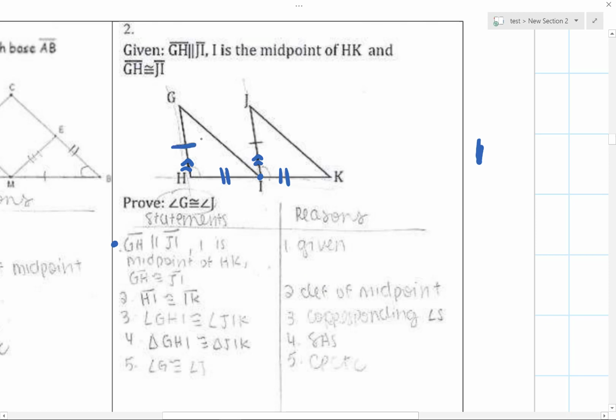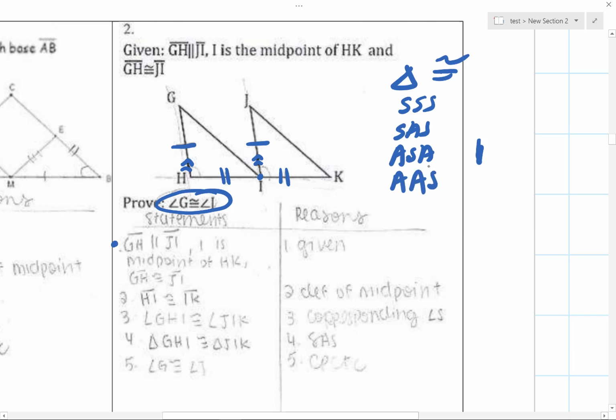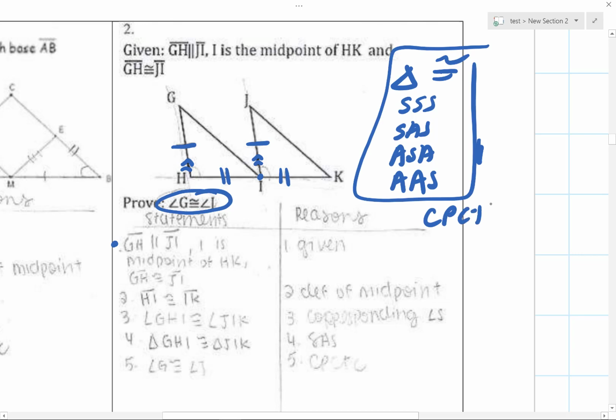And they tell us that GH is congruent to GI. And we want to prove that those angles are congruent. So usually, most of our proofs are triangle proofs, so you want to prove your triangles are congruent first by either side, side, side, angle, side, angle, or angle, angle, side. And then once we prove that the triangles are congruent, we prove their pieces are congruent by CPCTC. That's our plan of attack.